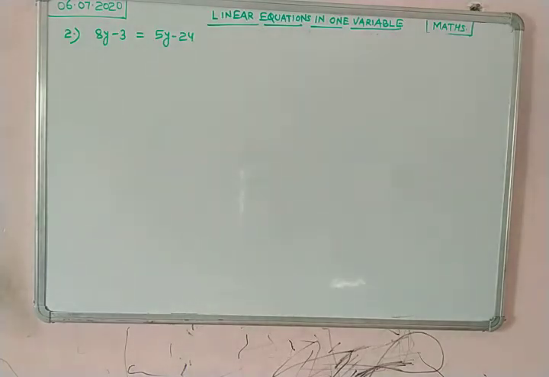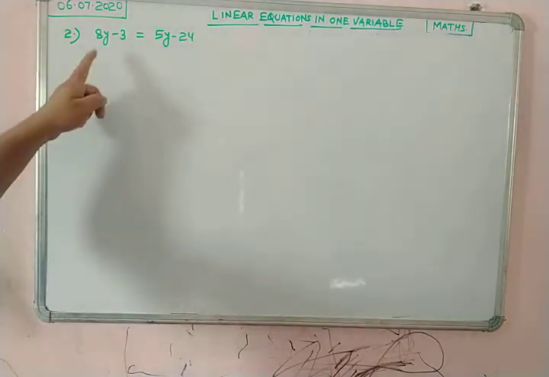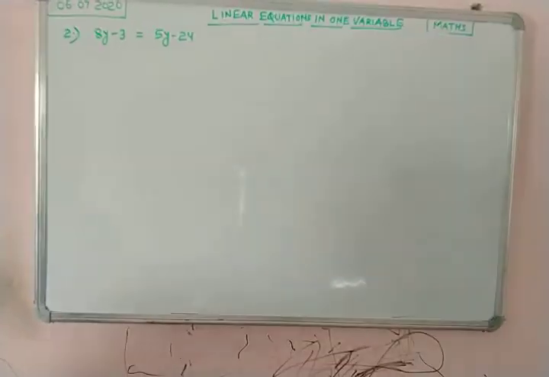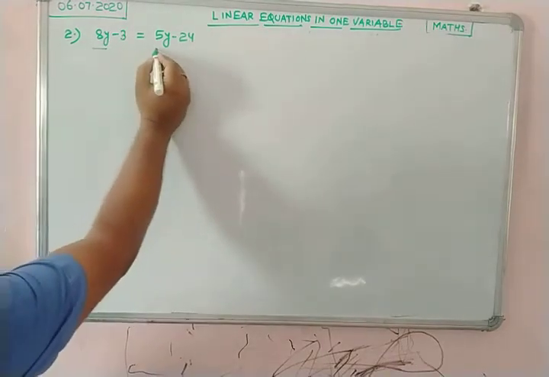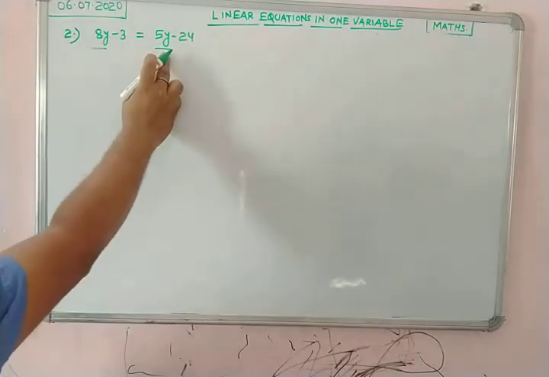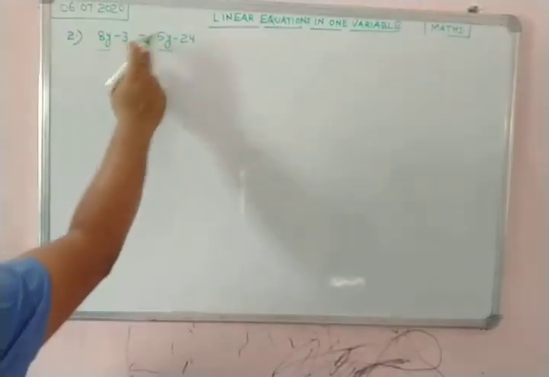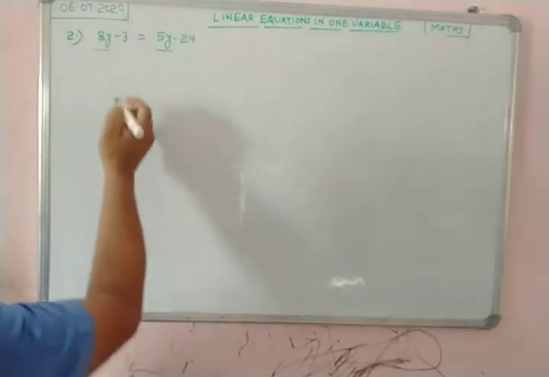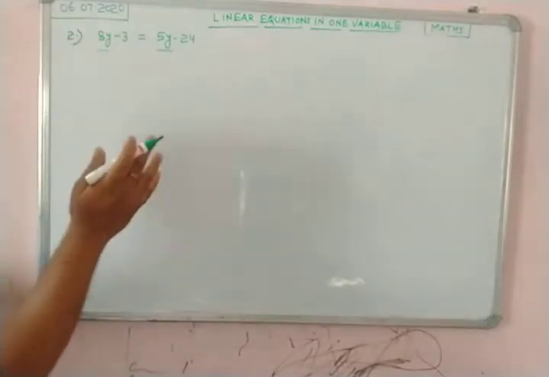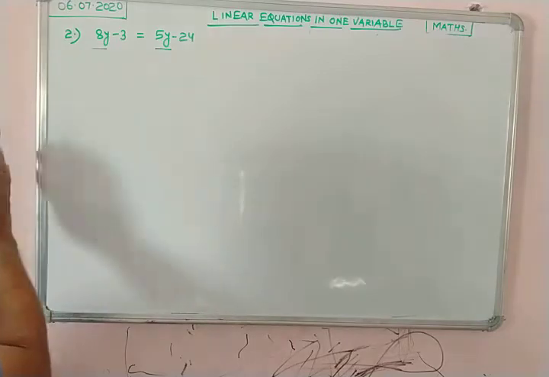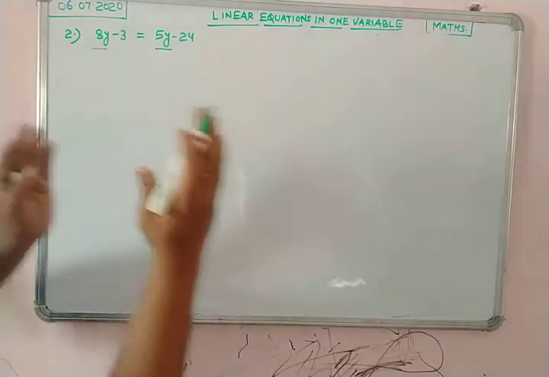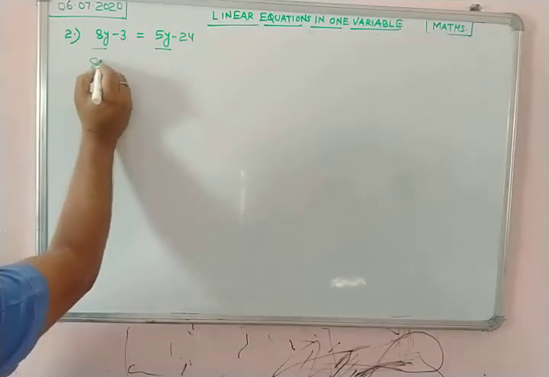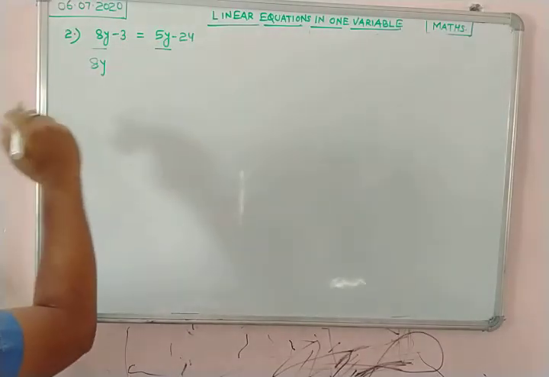Now the second question is on the board. It is 8y minus 3 equal to 5y minus 24. 8y and 5y are variable terms, and 3 and 24 are constant terms, which means numbers. So we will keep the variables on one side and the constant terms on the other side. So 8y I am just writing down.